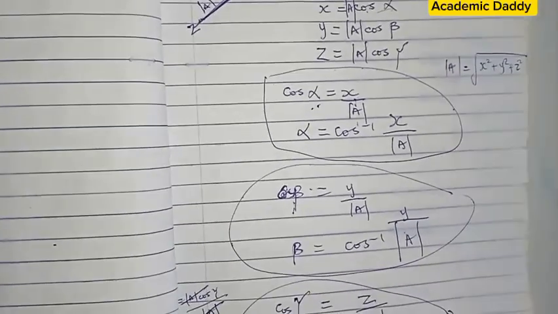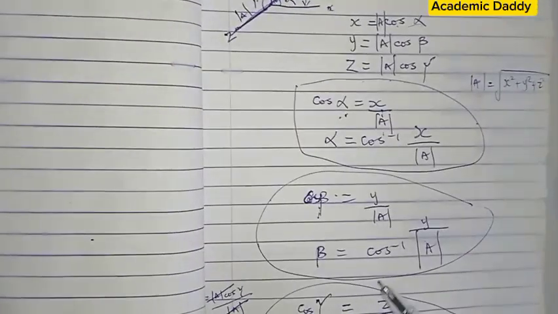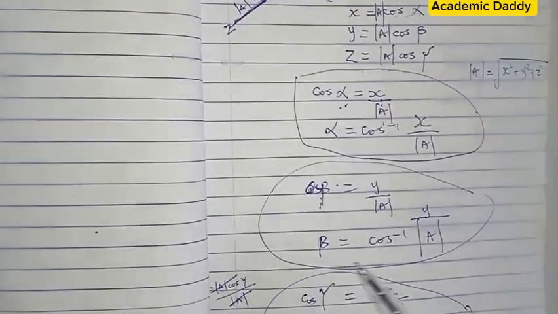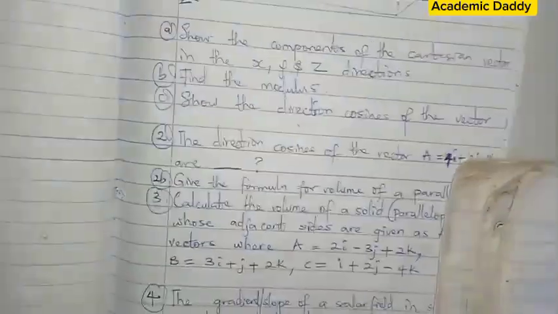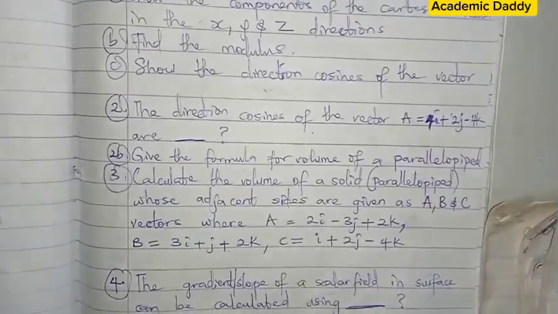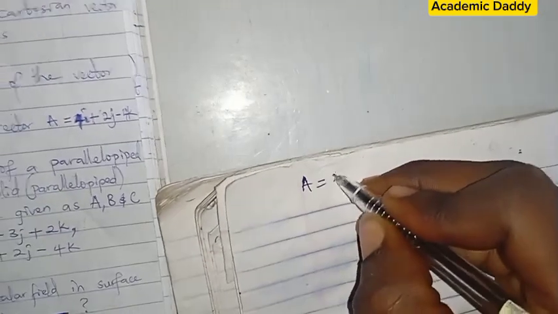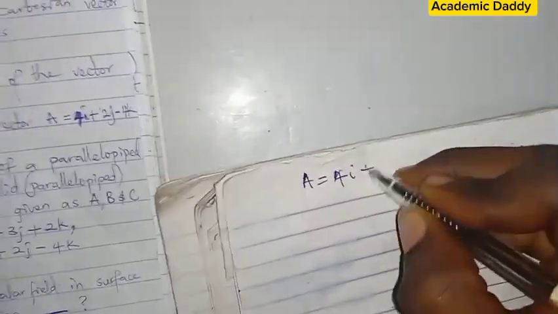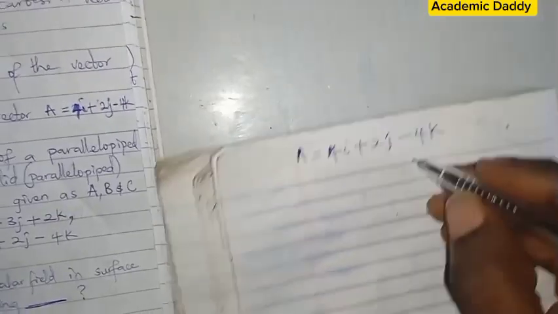And now somebody will want to ask me, how do you mean? Now let's do it together. It means that alpha, beta, and gamma will be equal to cos inverse of this. Now see what we mean by that. They give me A equals 4i plus 2j minus 4k, and they're asking me for the direction cosines.